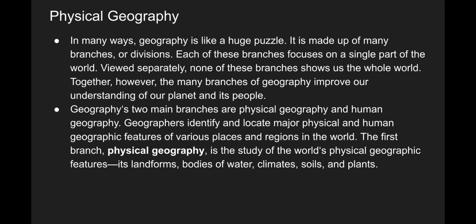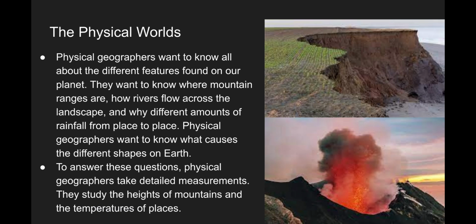However, if you combine them, you can see how geography has an outstanding impact on our planet and how we learn about it. Geography has two main branches, physical geography and human geography. Geographers identify and locate major physical and human geographic features from various locations. The first branch, physical geography, is the study of the world's physical geographic features: its landforms, its bodies of water, its climate, soil, and plants.